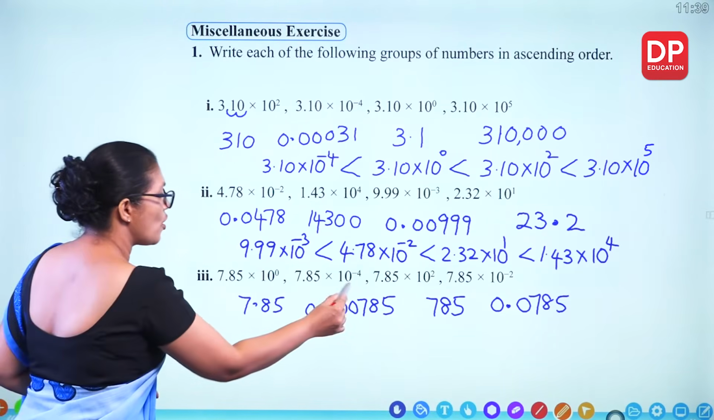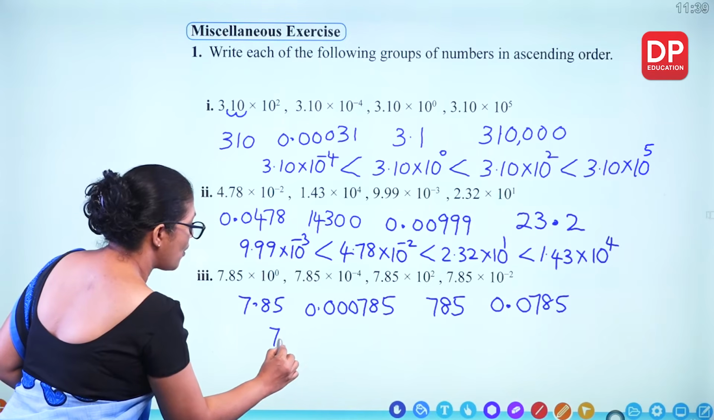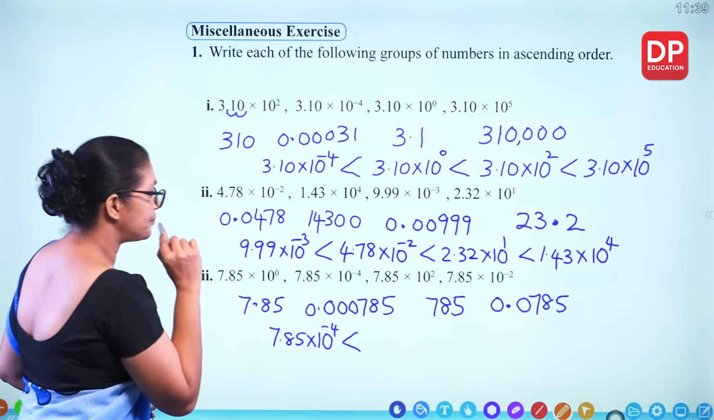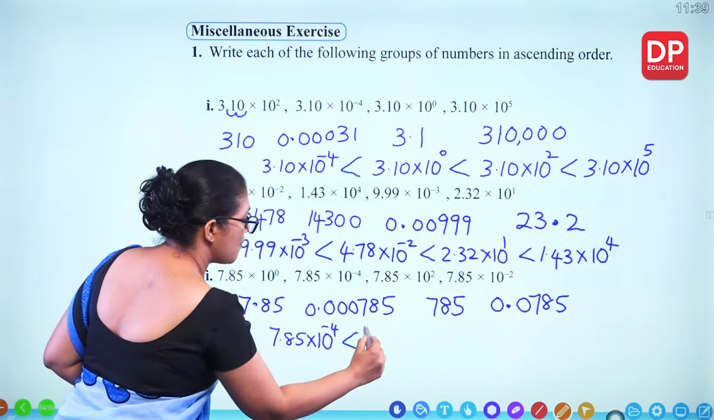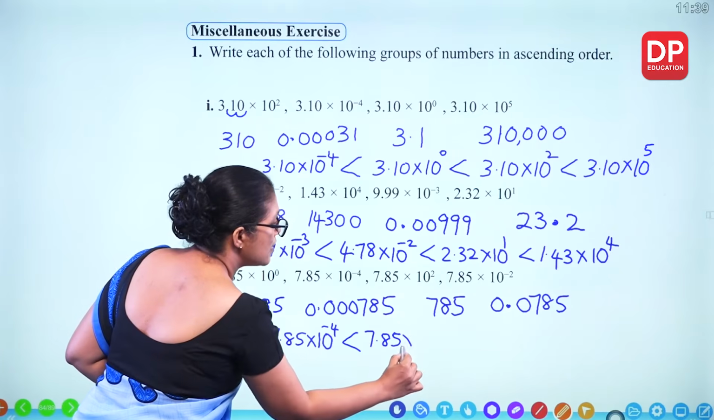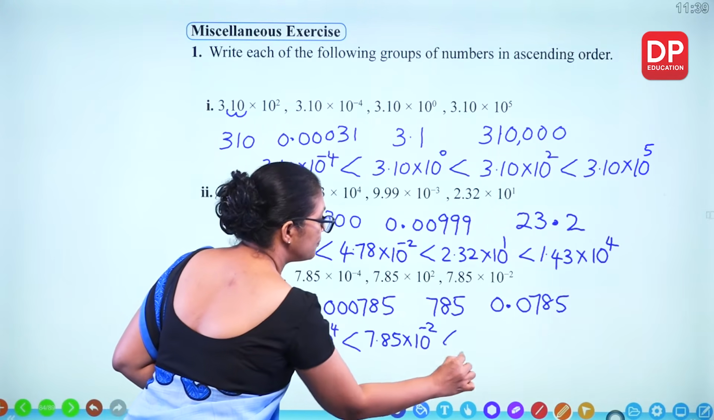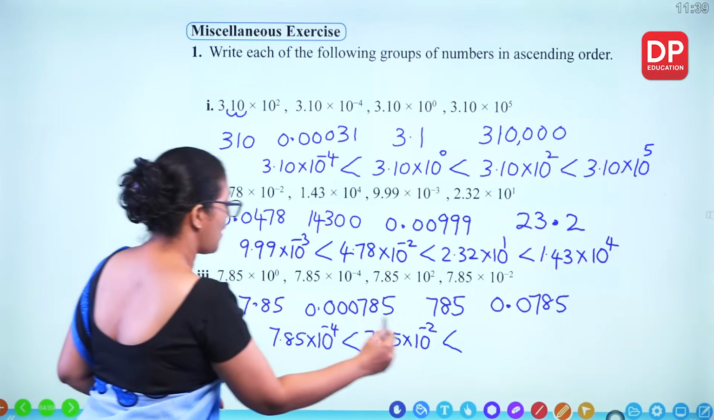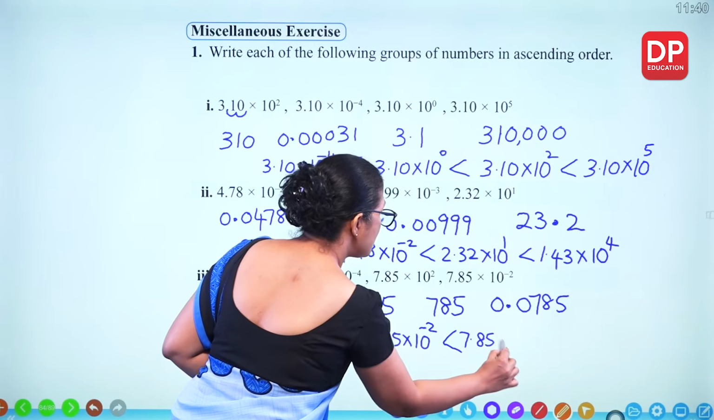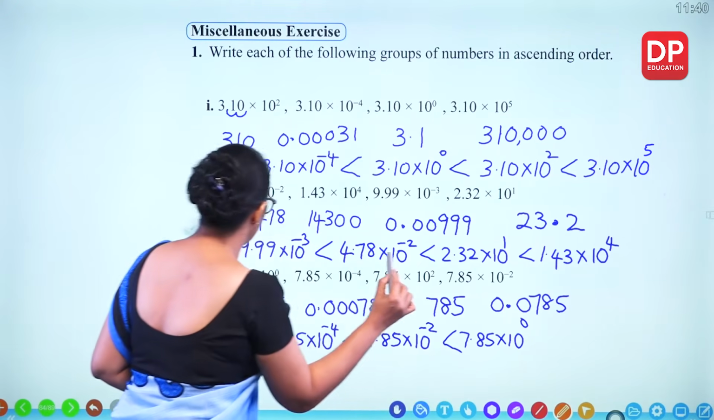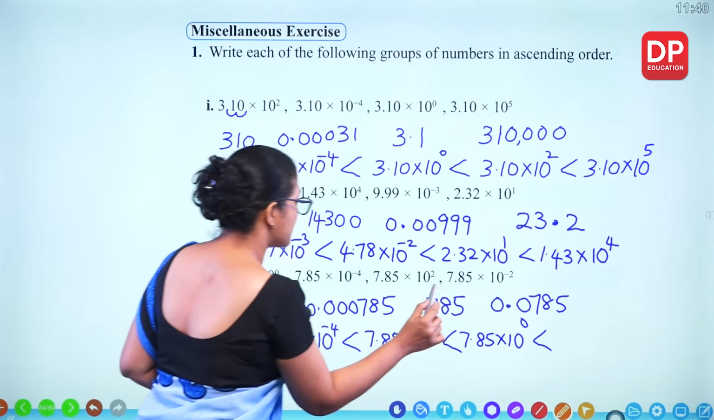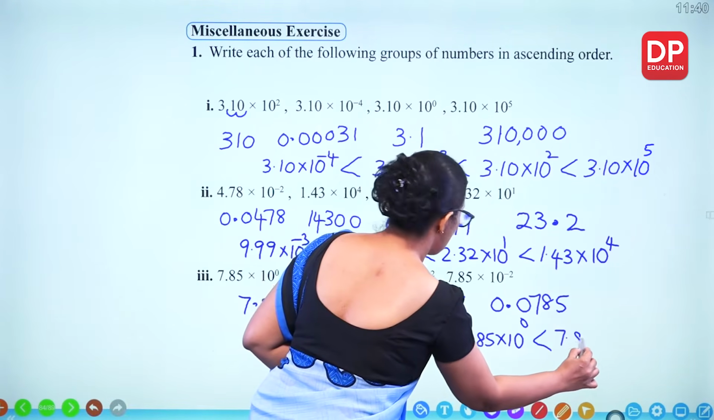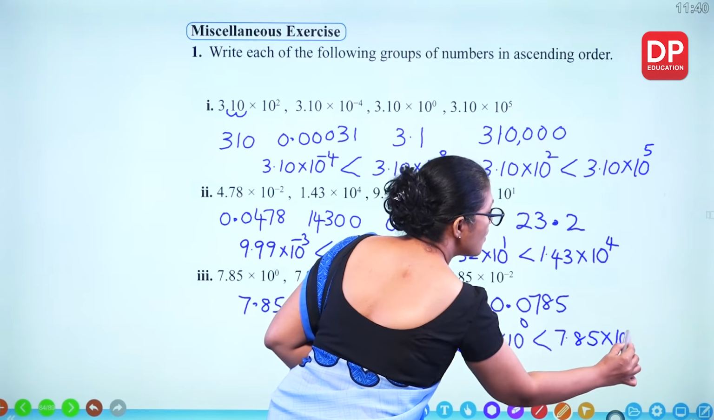What's the smallest one? Smallest one is this. 7.85, 10 to the power minus 4. Then this number, 7.85, 10 to the power minus 2. Third one, 7.85, 10 to the power 0. And finally, the highest number is this one, 7.85, 10 to the power 2.